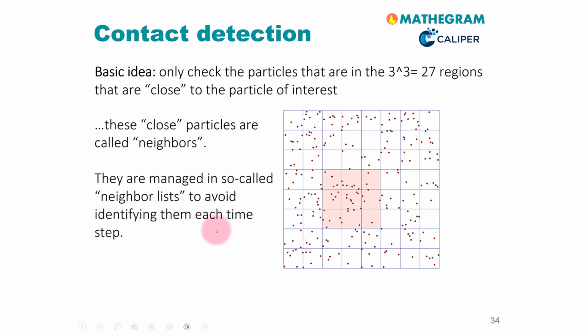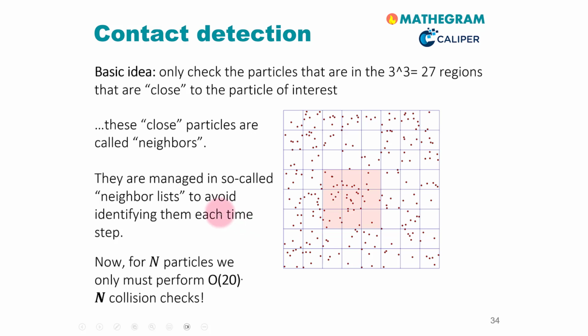This is again to avoid identification of these neighboring particles, so it's a matter of computational efficiency. If we have this neighbor search grid and these neighbor lists, we end up with much more efficient simulations, and we only have to perform order 20 n operations, where 20 is simply the typical number of particles in the neighbor regions, multiplied by the total number of particles in our simulated domain n.